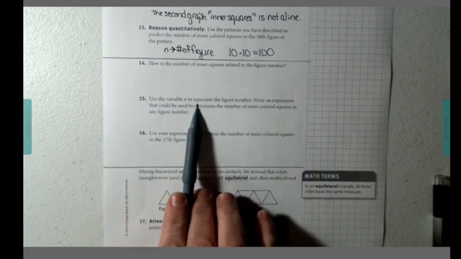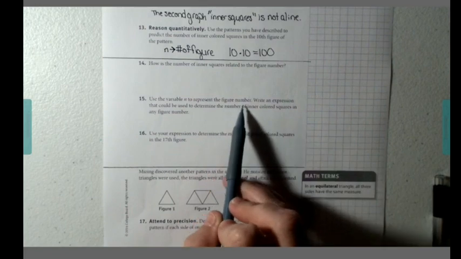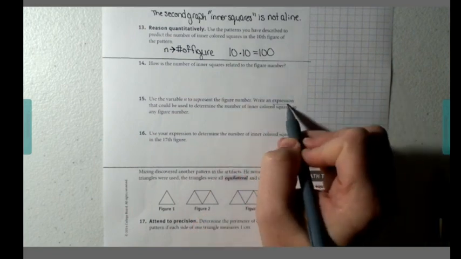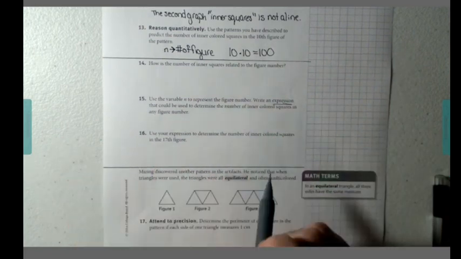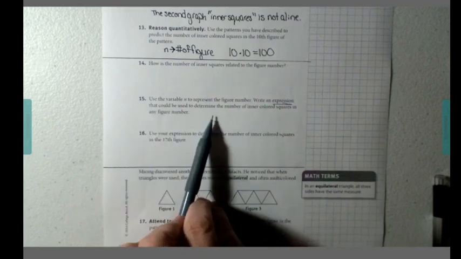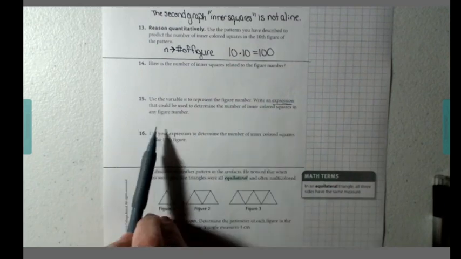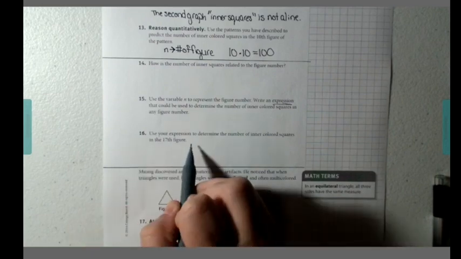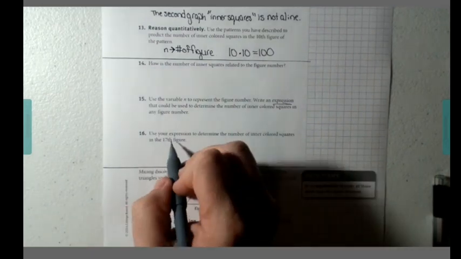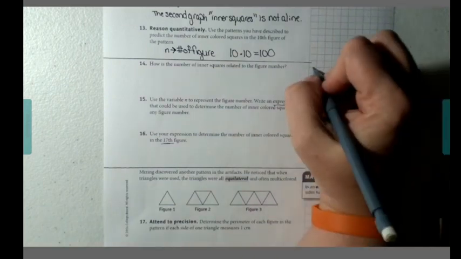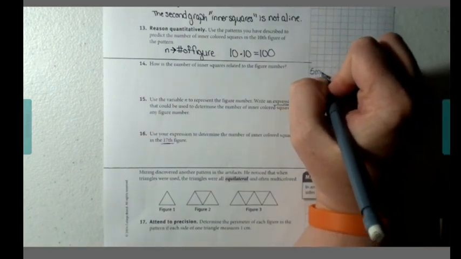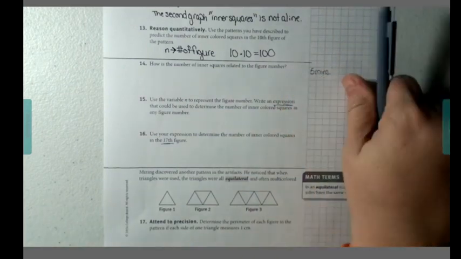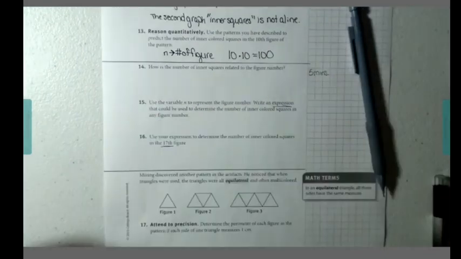It says use the variable n to represent the figure number, write an expression, remember that's not going to contain an equal sign, that could be used to determine the number of inner colored squares in any figure number, and then use this expression to determine the number of inner colored squares in the 17th figure. This shouldn't take you long, so I'm going to go ahead and give you a 5-minute limit on this. Go ahead, pause your video, make sure you discuss this over with your table mates.